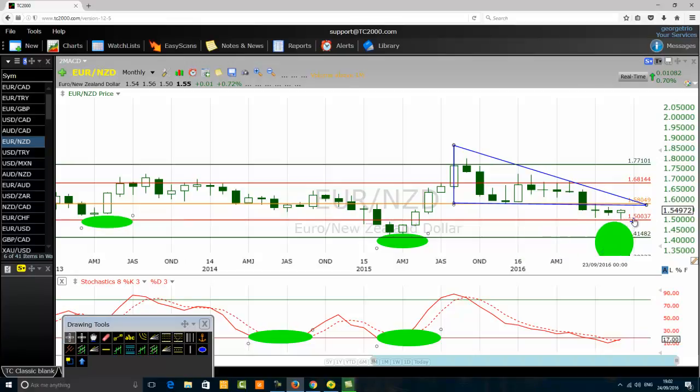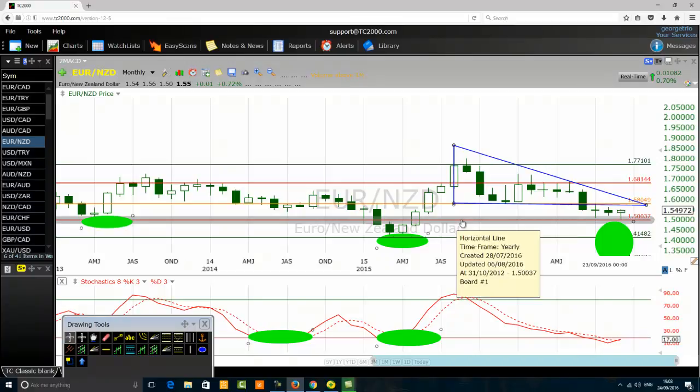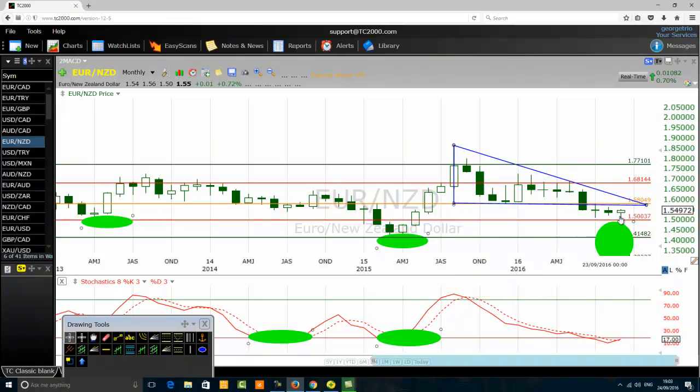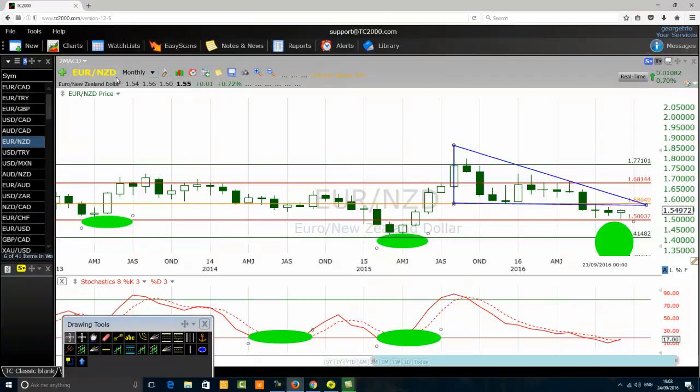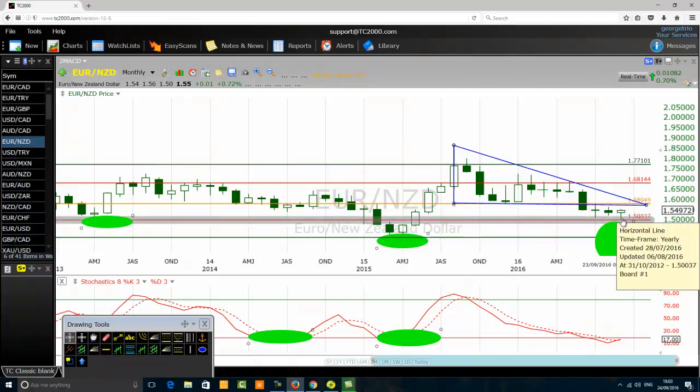Here it is, 15003. Stochastic has formed a double bottom chart pattern. That support level is 15003, and the price is now retesting it right here on the monthly chart. When I look at this chart, I know straight away that I have a high probability trading setup. I can see also that here we have a triangle in place. The price is a little bit below the triangle, but we have a high probability bullish trading setup.